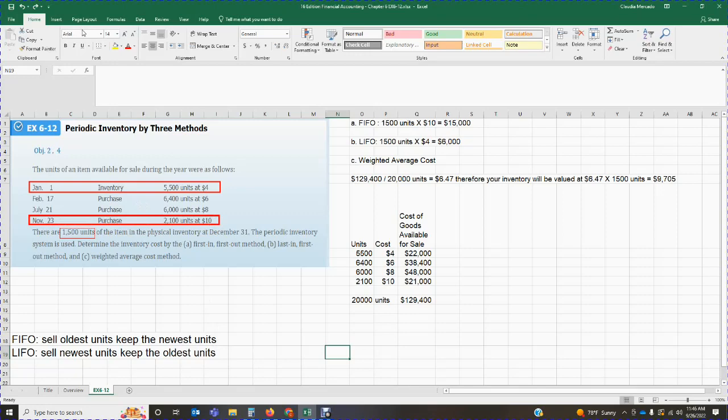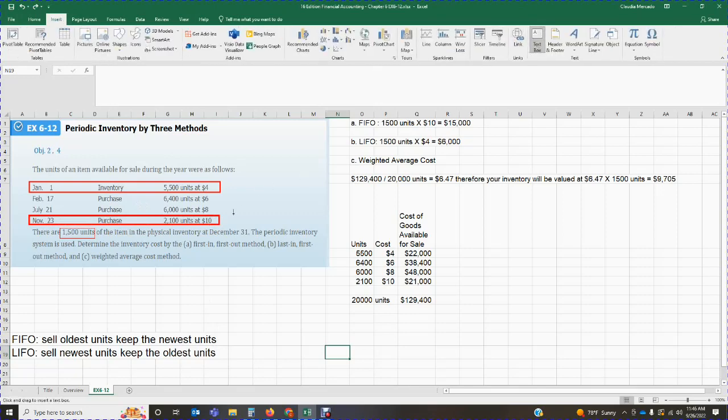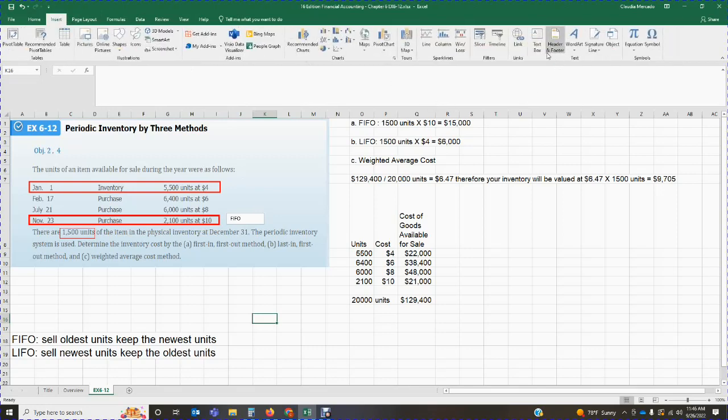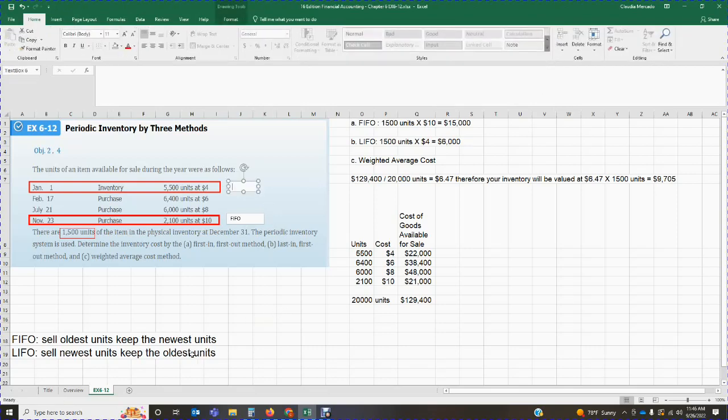So we're going to look at this transaction. Let me put a text box. If we're using FIFO, I'm going to keep my newest units, which are at $10 a piece. If I'm using LIFO, I'm going to keep the oldest units. So which were the units that are my oldest? Well, those from January the 1st are your oldest. So those are the ones I'm going to keep, valued at $4 a piece. Out of those 5,500 units, I'm going to keep 1,500 of them at $4 a piece.